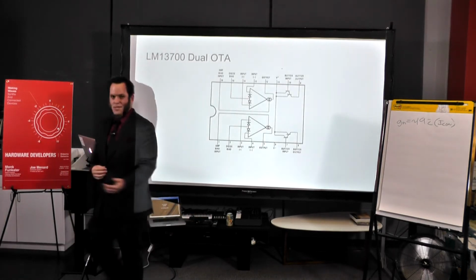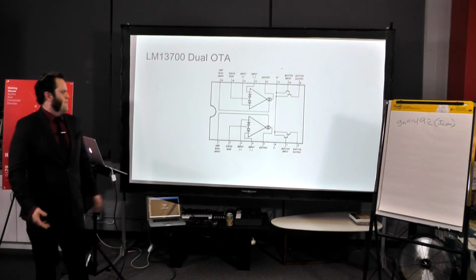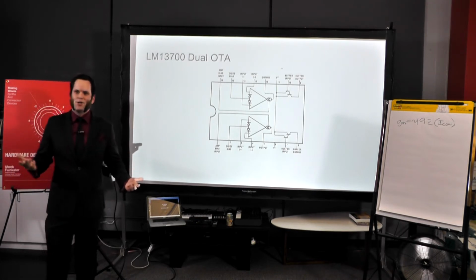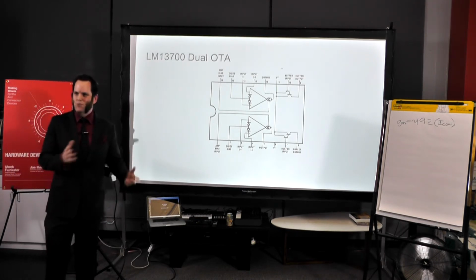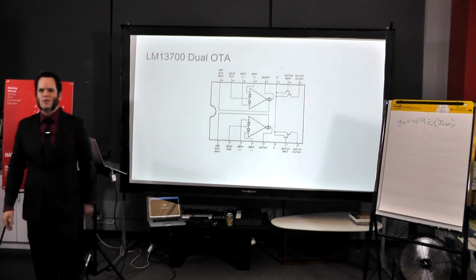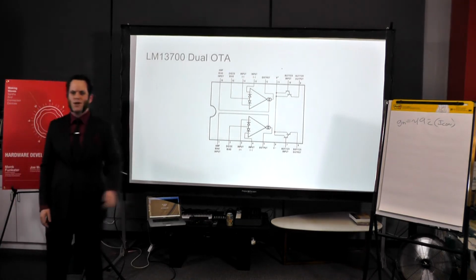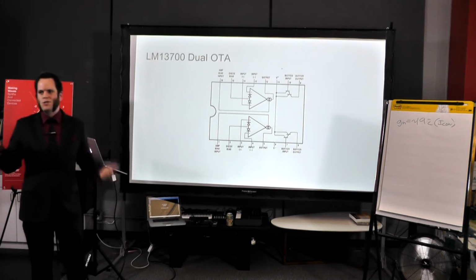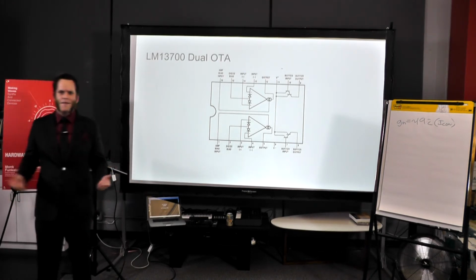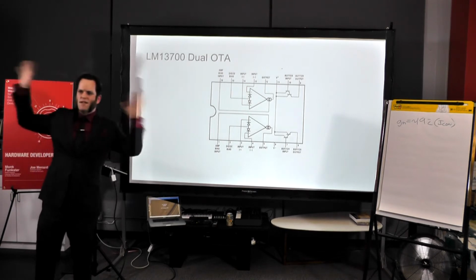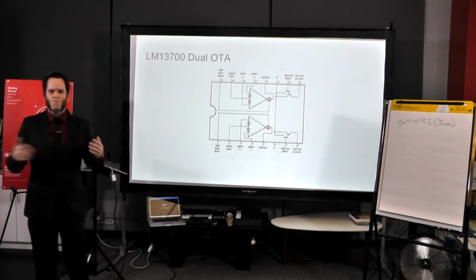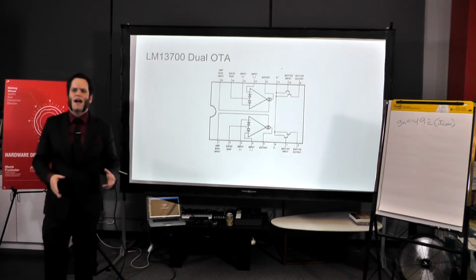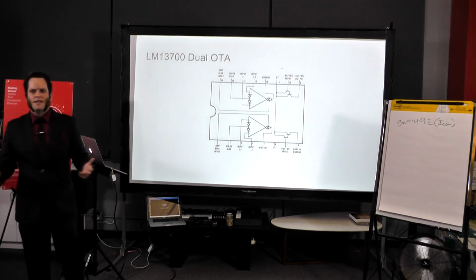This is the main OTA still in production. There are probably other clones of this, but the 3080 is long since out of production, the 3082 is long since out of production. The LM13700 is a nice dual OTA that's still in production you can get. They've done some device physics magic to it to make it somewhat better than the more classic OTAs. It's pretty neat in that regard.